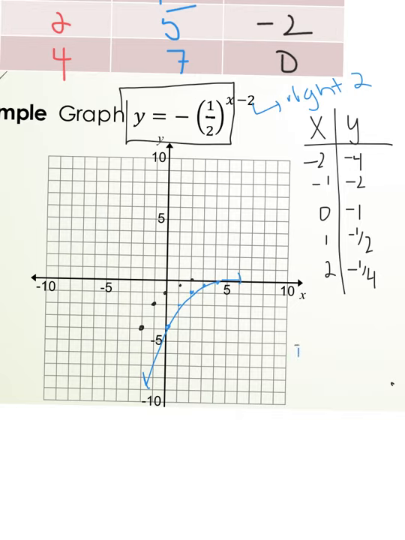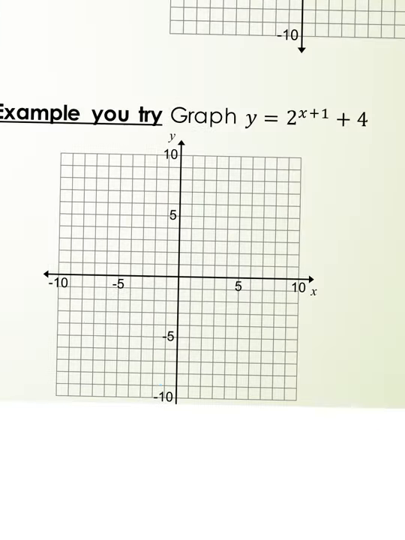Okay, so here our domain would be all real numbers. Our range would be from -infinity to 0 with a parenthesis because that's where the asymptote is. And our horizontal asymptote is y equals 0. Take a minute to try the example you tried.